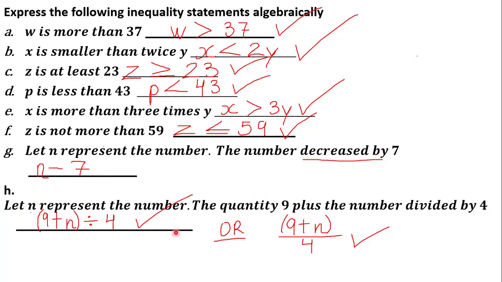Do you all understand how I got this? Please let me know if you understand how to translate these things. Yeah, could you explain again what quantity means?